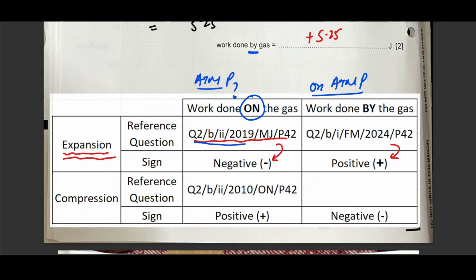So when you look at it from that perspective, that is going to give you a negative sign, because the gas has to take away energy from the system and give it to the atmospheric pressure. You can say use it to do work against the atmospheric pressure. So please, I'm going to clear this out. Notice how this word "on" and "by" changes the answer of expansion and compression.